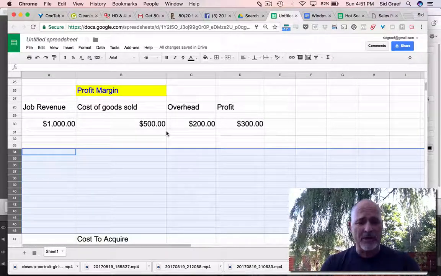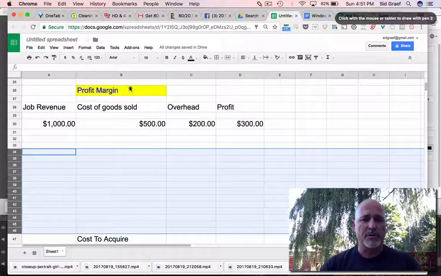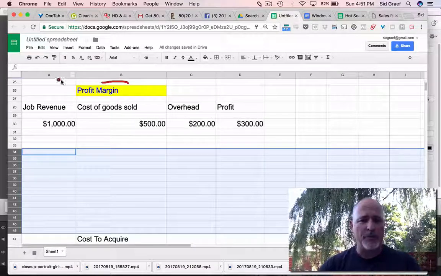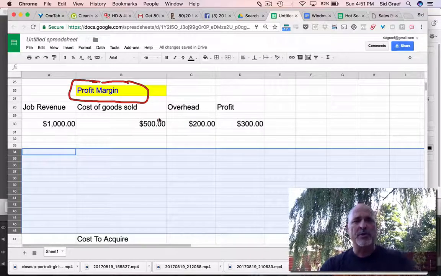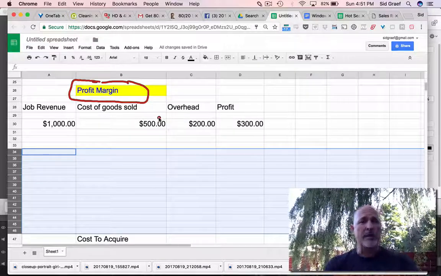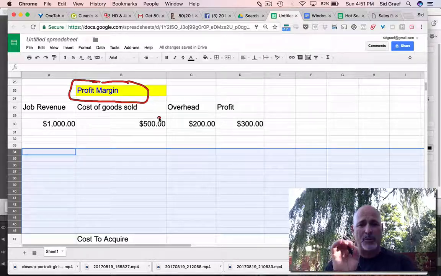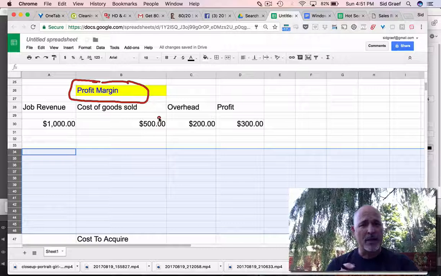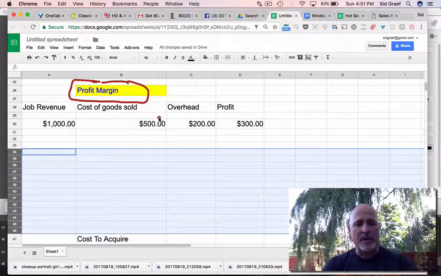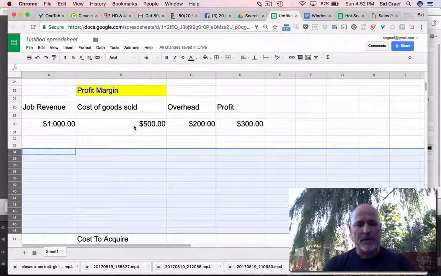So the next thing you have to know is your profit margin. Now, why am I talking about profit margin in establishing how much you can spend to acquire a customer? Well, you've got to know this number and you need to know it accurately. You may or may not be exactly precise to the penny, but you've got to get close. So you've got to know your profit margin. In a simple example here, let's clear these numbers.